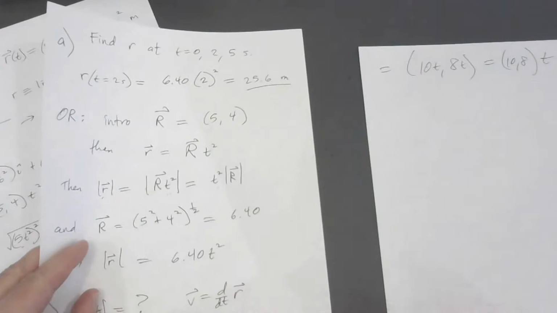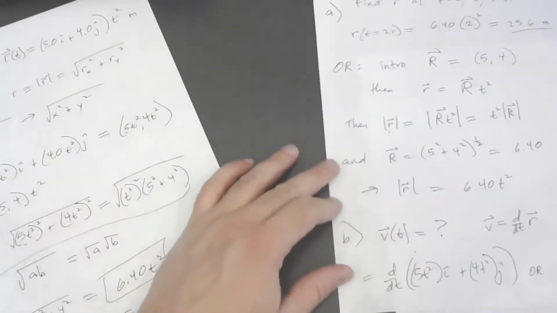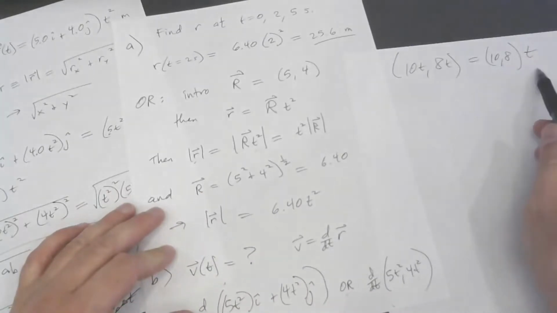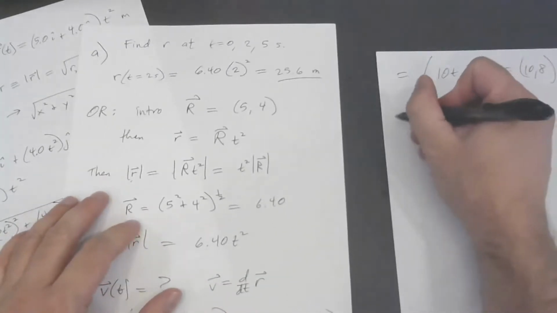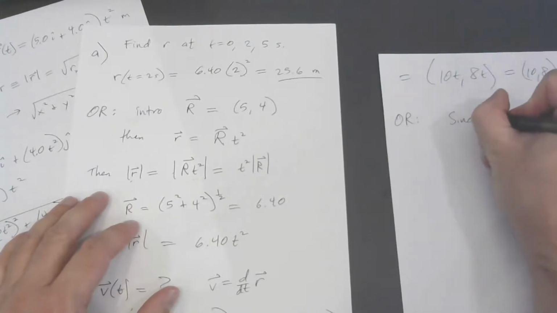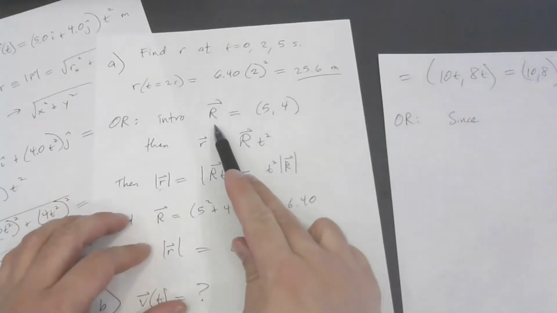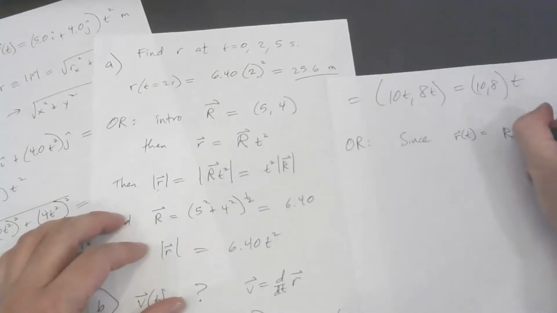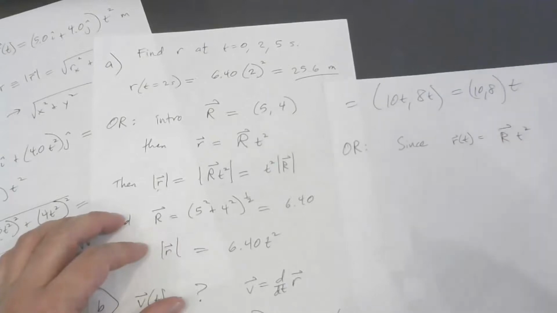Find an expression for the particle's velocity. So they didn't say speed, they said velocity, which is a vector. We now have that vector. Here's another way of doing it. Let me use this capital R vector that I introduced. Since the position vector as a function of time is this constant vector R times t squared.